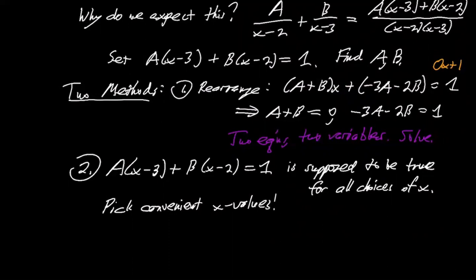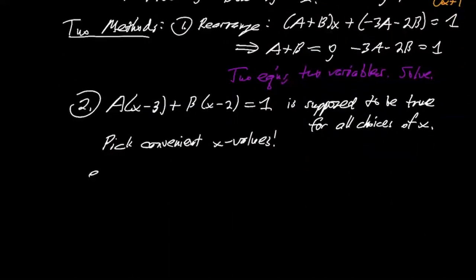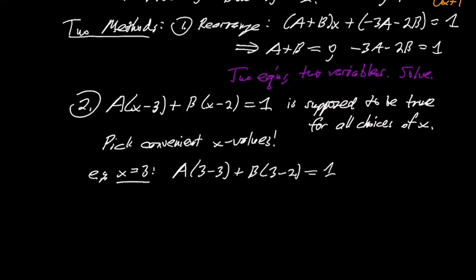For example, think about what happens if we made X equal to 3. That term would go away, right? This would just go to 0. So, X equals 3. Plug it in. A times (3 minus 3) plus B times (3 minus 2) equals 1. This term goes away, A times 0. This becomes 1. And so we actually just get B equals 1. So I immediately found B to be equal to 1.